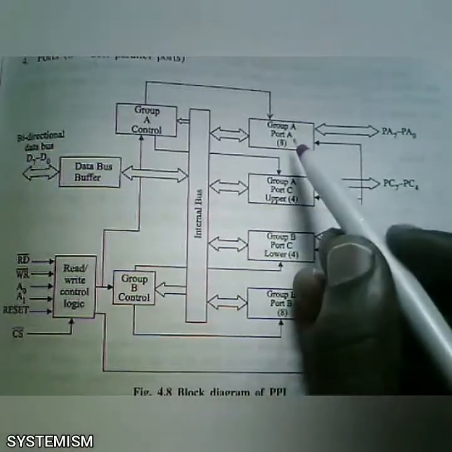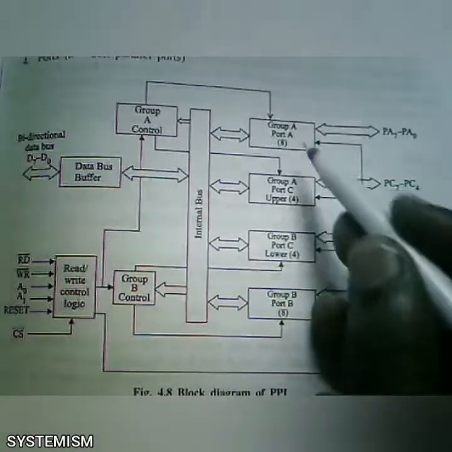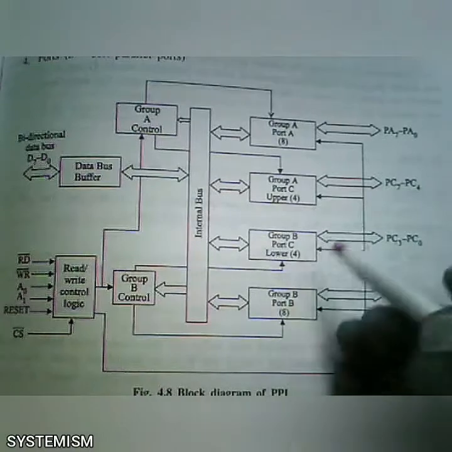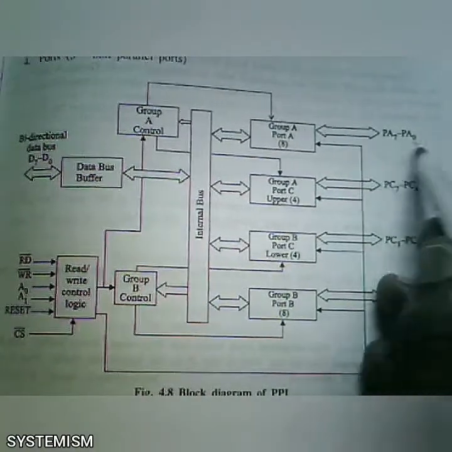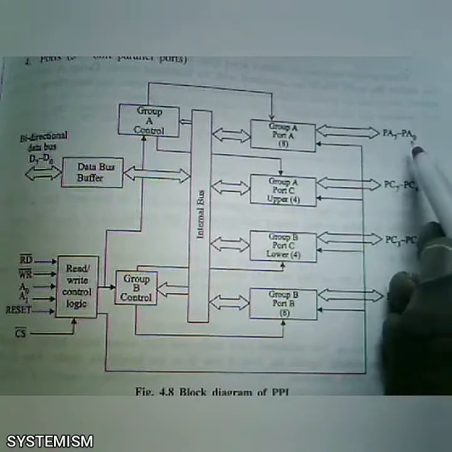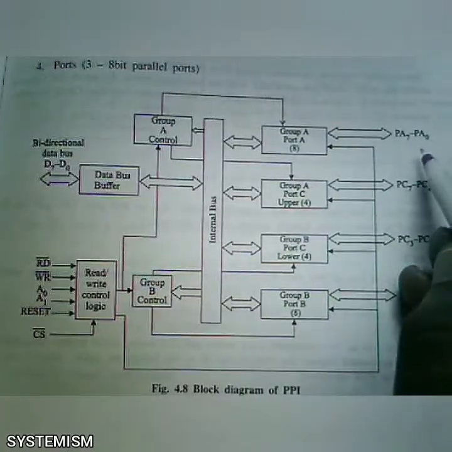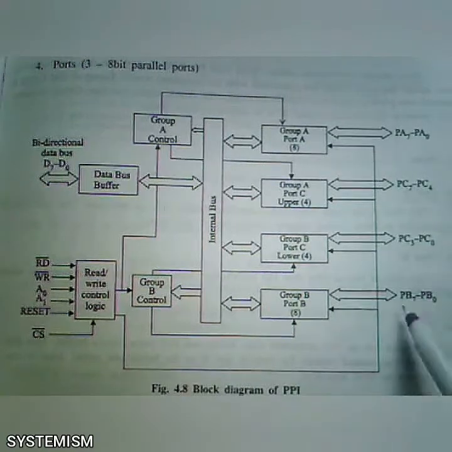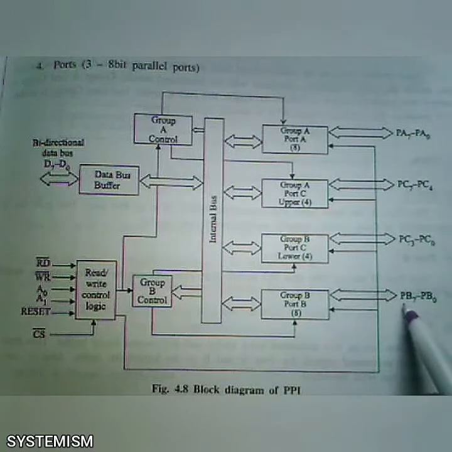So port A, port B, and port C. Totally 3 ports. Each port will have 8 pins. Port A has PA0 to PA7. Port B again has 8 pins, PB0 to PB7.